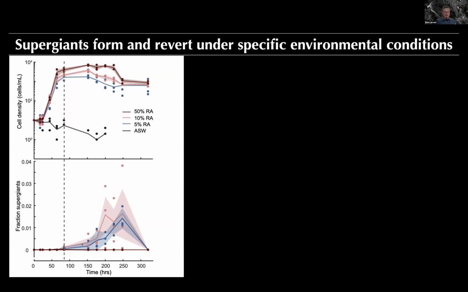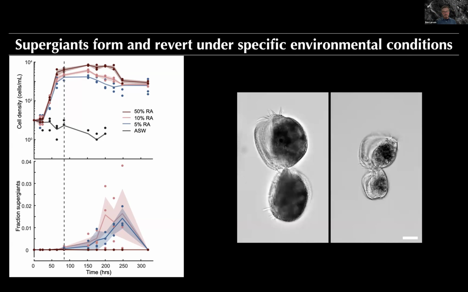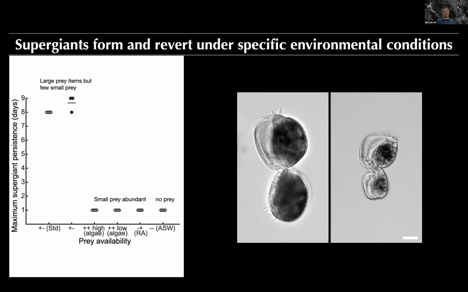Another thing we noticed about these supergiant blooms is that when supergiants appear, they tend to not exceed more than a few percent of the population. About 5% of the population is the highest abundance in terms of the fraction of cells that are supergiants. And they relatively quickly disappear. The supergiants can divide and persist as supergiants in the culture, or they can undergo these asymmetric cell divisions that eventually bring them back to this normal morph phase. And it turns out that supergiant persistence does depend on prey conditions as well.